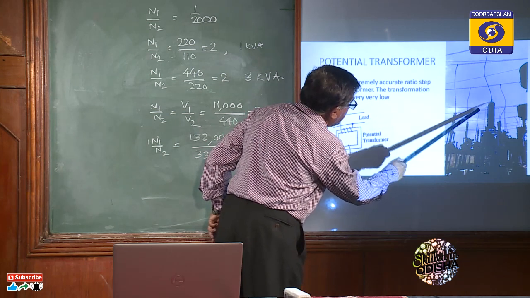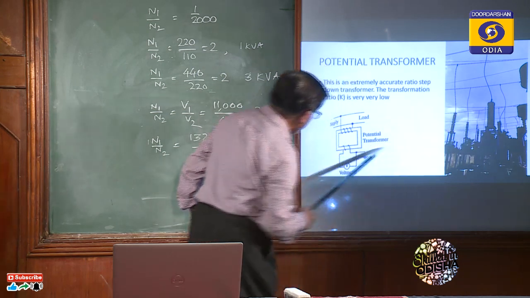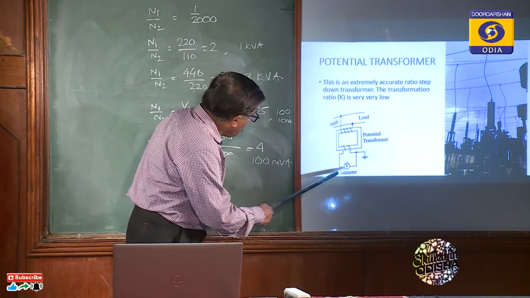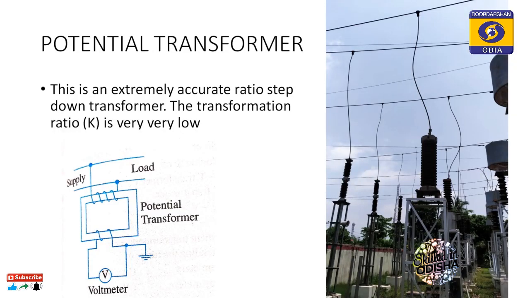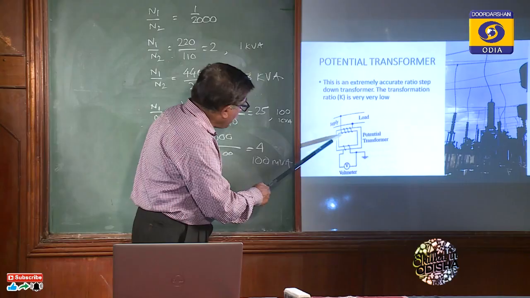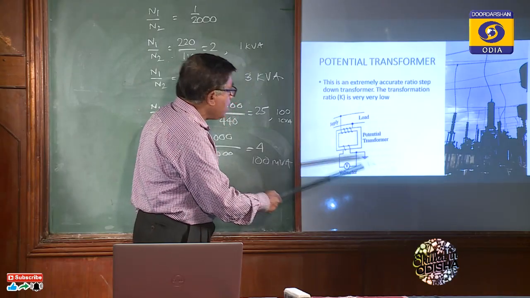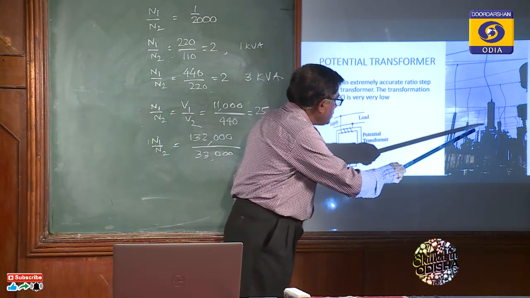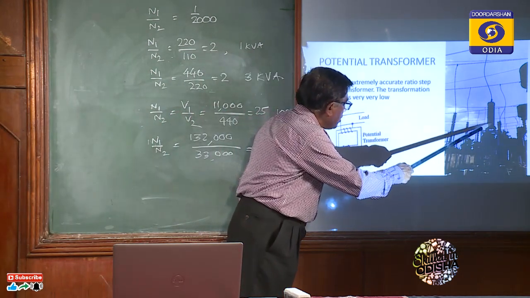This is your primary side and this is your secondary side. Secondary side is always earthed. Fine. This voltmeter is connected here. If this has 2000 turns, this may be 1. But actually I have taken this potential transformer from the Kotak grid.